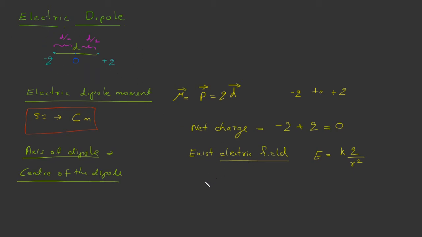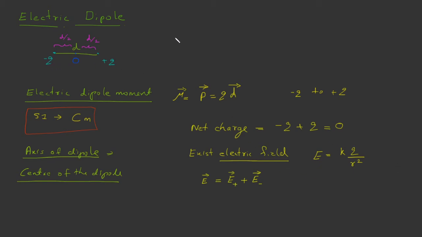What will be the electric field at a point due to this electric dipole? We already discussed it is the vector sum. So the resultant electric field at a point due to an electric dipole is equal to the vector sum of the electric field due to this plus q charge, I denote as E plus, and the electric field due to minus q charge at that point. So the resultant electric field is the vector sum of the electric field due to plus q charge and minus q charge.